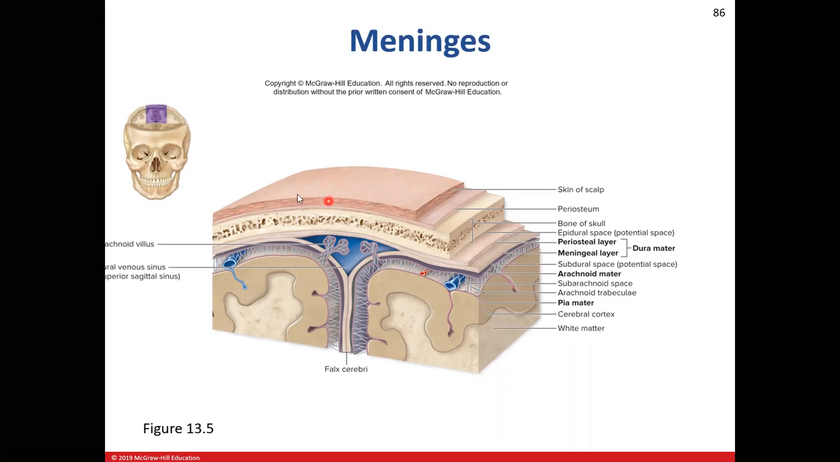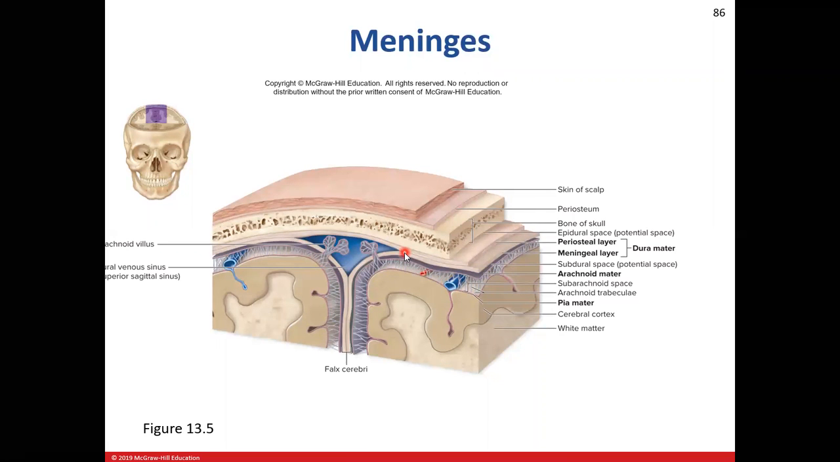And you'll notice that we have the skin of the scalp. Just underneath that, we have the periosteum of our bone. And then we have the skull bone itself. Just deep to that skull bone then is going to be the dura mater. And so we have the epidural space above that. And then we have our two layers, the periosteal layer and the meningeal layer. And you'll notice right here where my red pointer is that these are the combination of the two layers, but they do happen to split off.